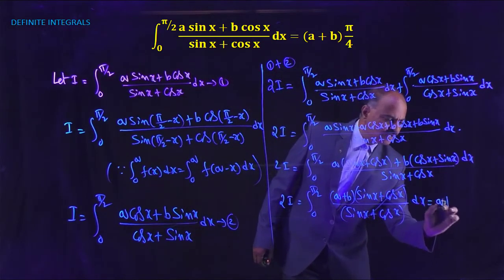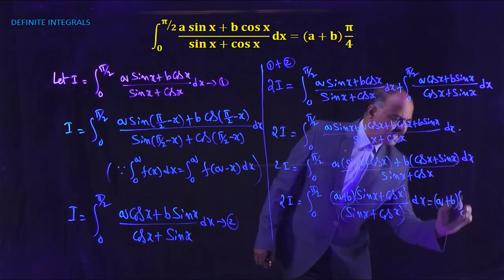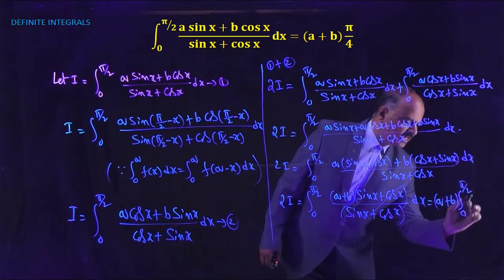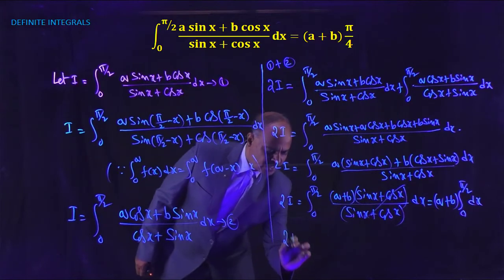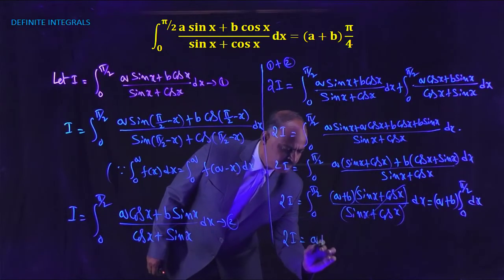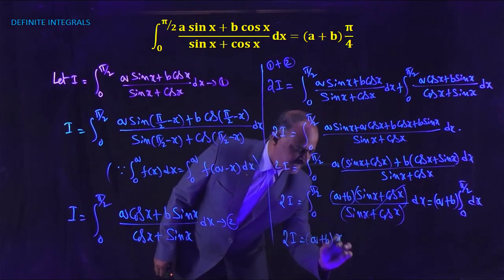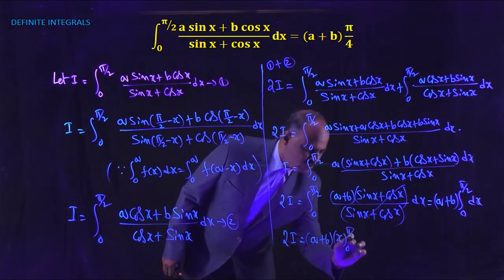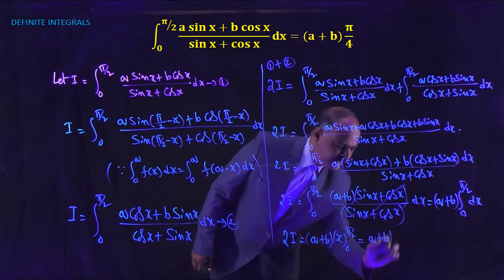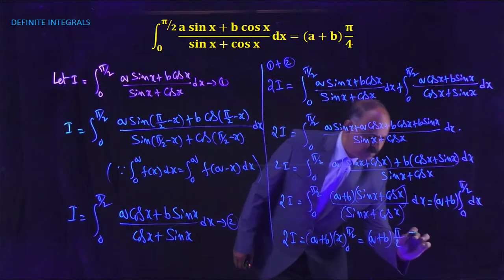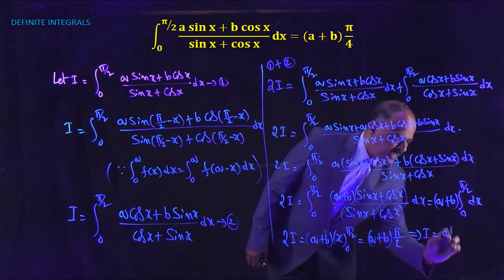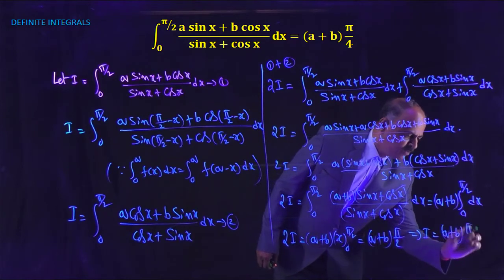That is equal to (a plus b) into integral 0 to pi by 2 of dx. Now 2I is equal to (a plus b) into x, limits 0 to pi by 2. So that is equal to (a plus b) into pi by 2. Therefore I is equal to (a plus b) into pi by 4.